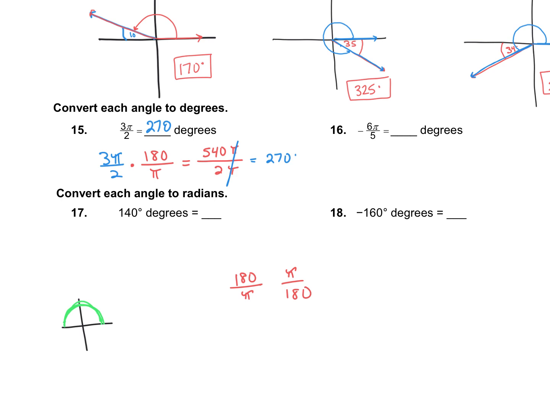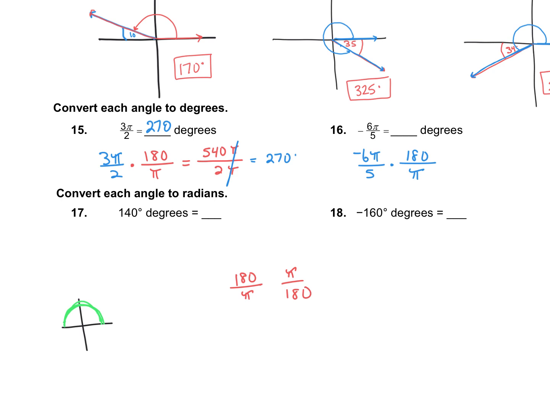Anytime you have radians and you need to go into degrees, multiply by the conversion fraction that will cancel out the pi. All right, so this next one we have a negative 6 pi over 5. We want to get that into degrees, so let's multiply it by 180 over pi because we need a pi in the denominator if we want to cancel a pi in the numerator.